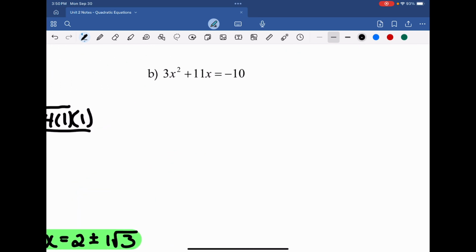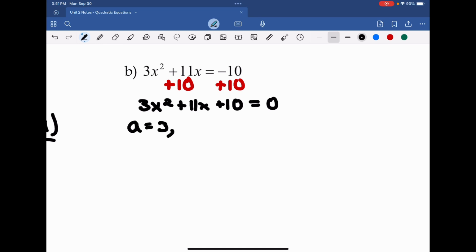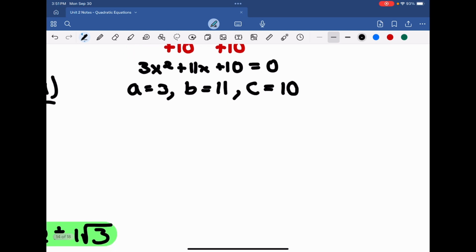All right, let's go on to example B here. In example B, the first thing we've got to do is make sure all terms are on one side and the x squared is positive. X squared is positive here, so I'm going to add 10 to both sides, moving that term from the right to the left. Now this is going to give me 3x squared plus 11x plus 10 is equal to 0. Now I'm going to write this as a is equal to 3, b is equal to positive 11, and c is equal to 10. It's really important that we identify all of them to start the problem.